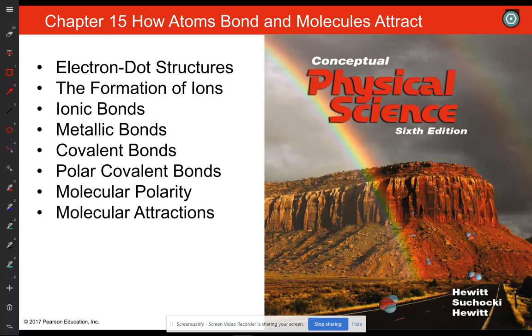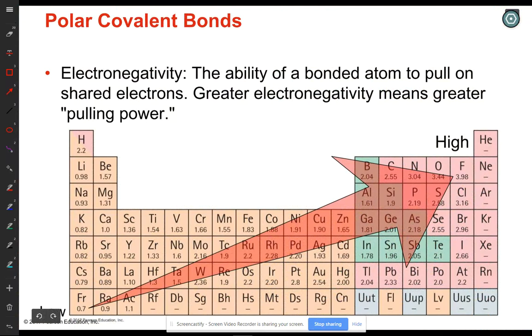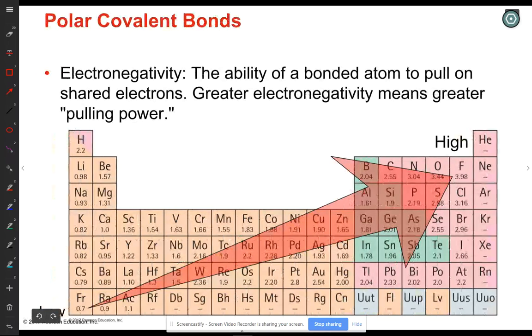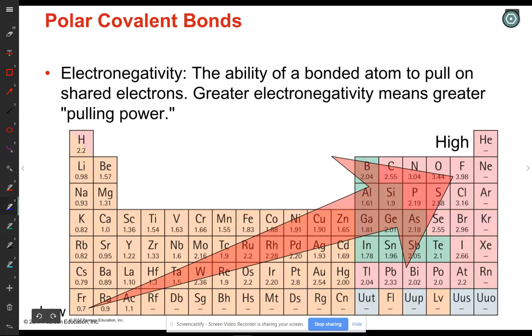And then we have the one in between, polar covalent. They're still sharing the electron, but they're not sharing the electron equally. The electron spends more time with one than with the other. So here's that periodic table showing electronegativities, and we have the lowest electronegativity down the bottom left-hand corner, the highest electronegativity up in the top right-hand corner, not counting the noble gases.